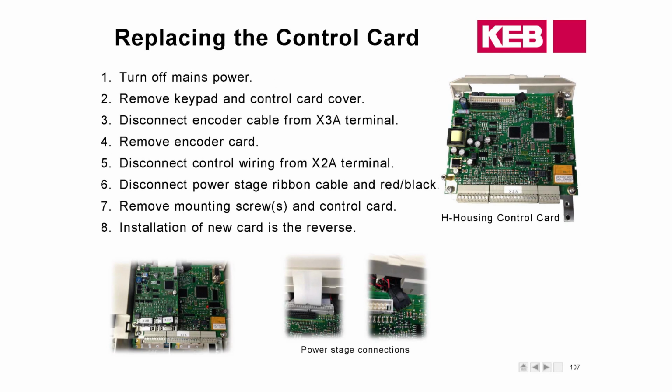This is a little bit more involved, mostly because, one, we need to make sure that the ribbon cable from the power stage board is connected properly here. On the H housing, it'll be run through this plastic guard here. And then another thing to be aware of is this little guy down here. This is coming from the power stage board, and this connection needs to be there.